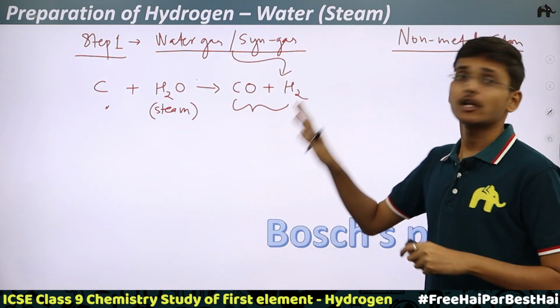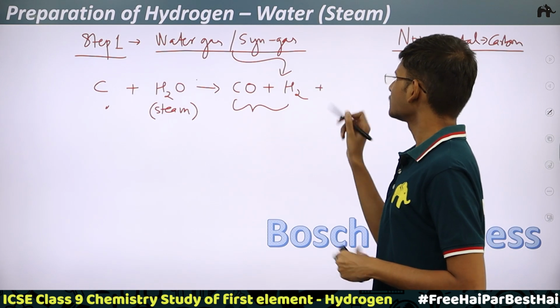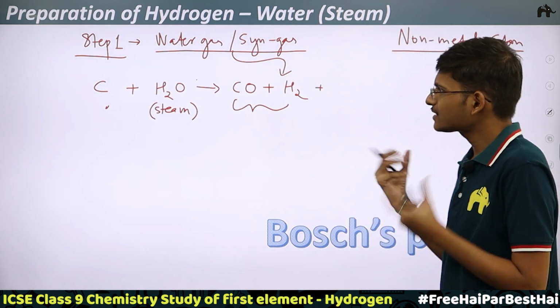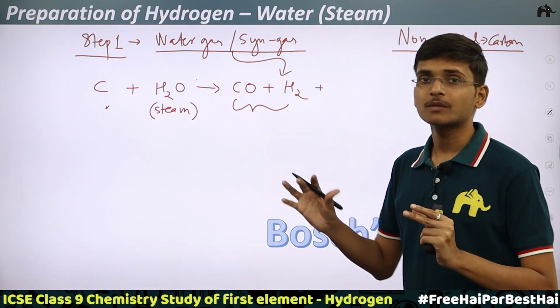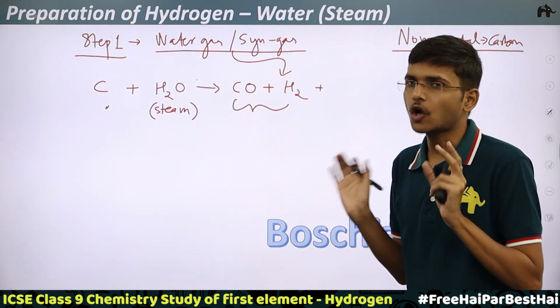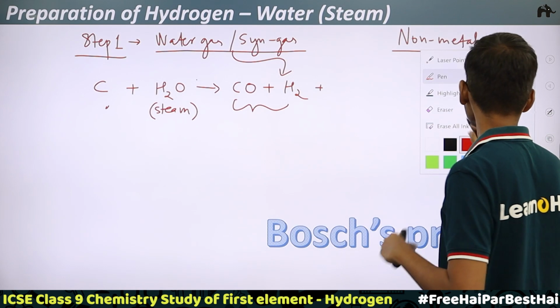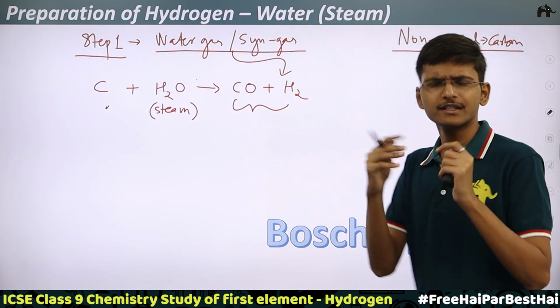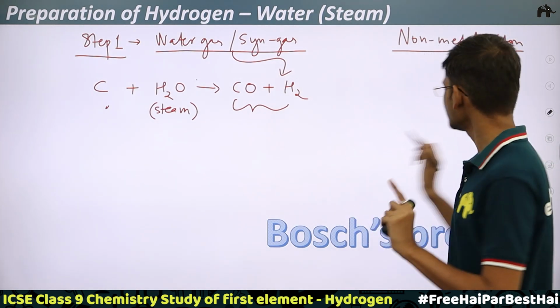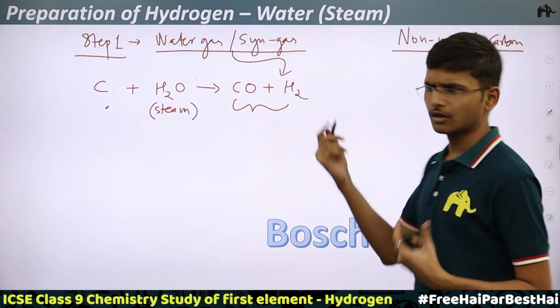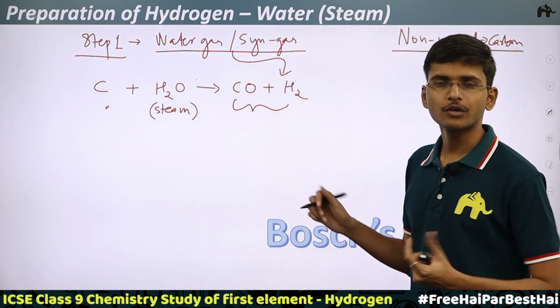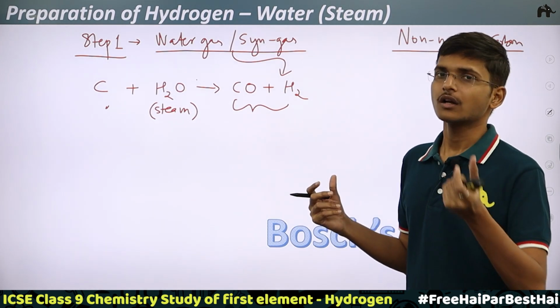Clear? Now along with this, the reaction is such that it is absorbing heat. It is absorbing a lot of heat. So it is an endothermic reaction. Now we know how to write an endothermic reaction, or how to show the heat aspect in an endothermic reaction.